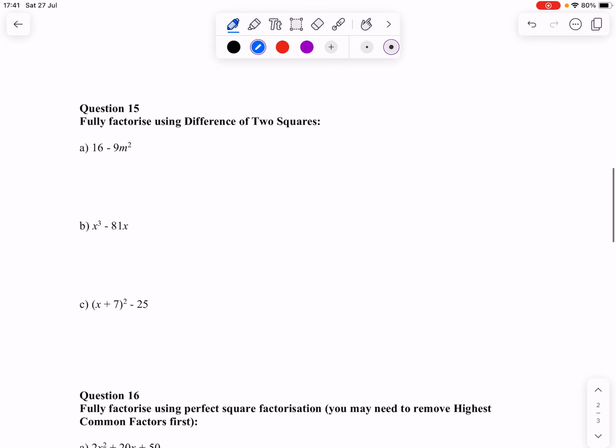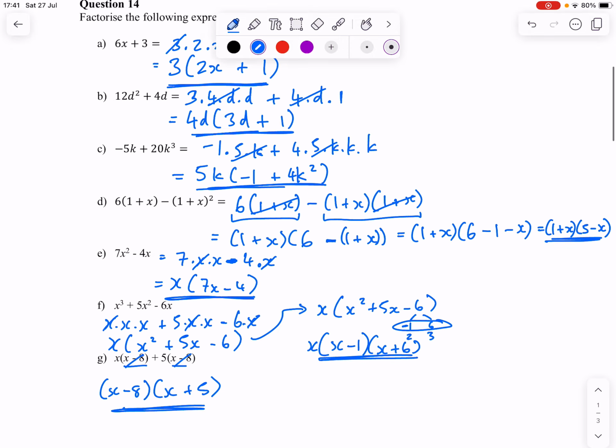Question 15. Fully factorize using difference of 2 squares. So you're being told here, using difference of 2 squares.